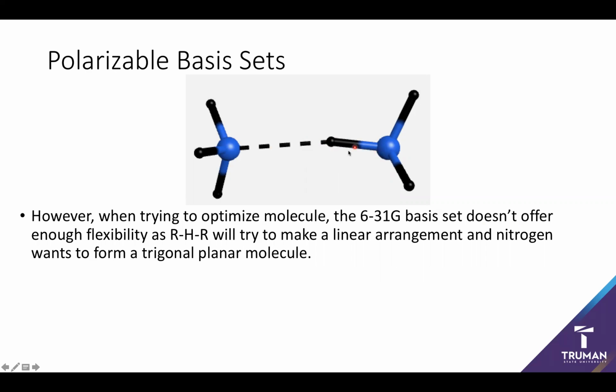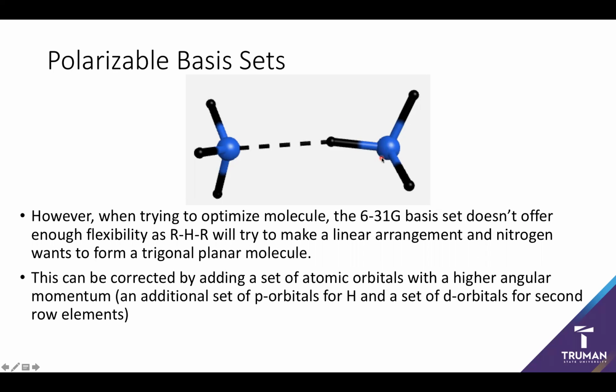Now, in order to get real bond angles, I need to give a little bit more flexibility. One of the ways we could do this is adding a primitive to that hydrogen orbital that gives a little bit of p character, so it's able to get a little bit more angle character. Similarly, you could allow nitrogen to deviate from a typical tetrahedral structure if you added in an extra couple of primitives representing your d orbitals. And this is really the idea behind a polarizable basis set.